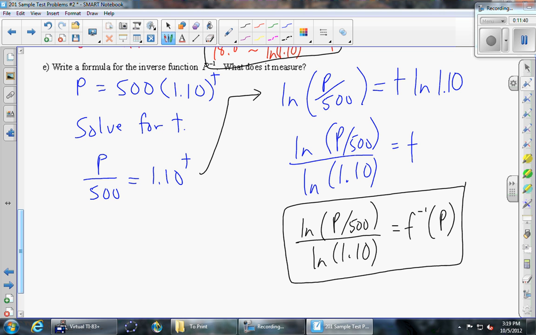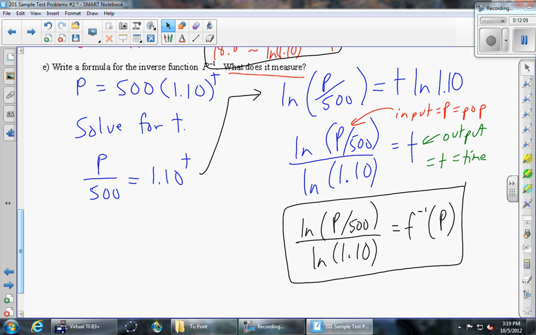And the reason that I didn't want to swap the t and the p is that I think leaving them as they are gives you a real good head start into figuring out what the inverse function actually measures. So in this case, the input is p, population, number of bacteria, and the output is t, which is measuring time in days. So input a certain population, and this function outputs the time it takes to get to that population, and that's our explanation of what it measures.